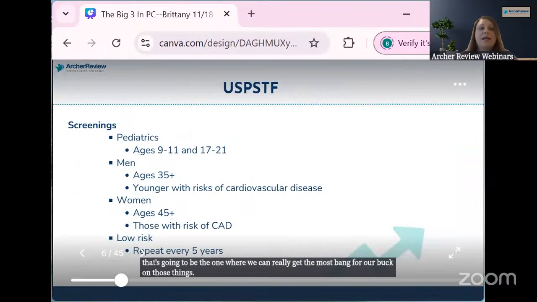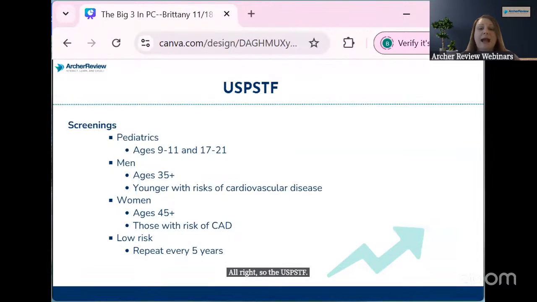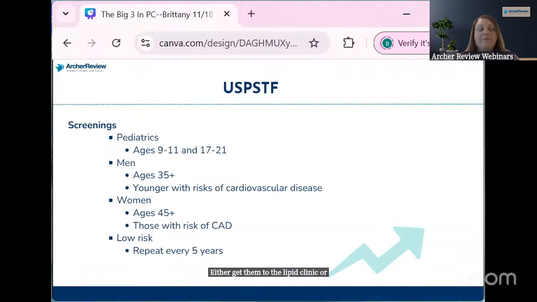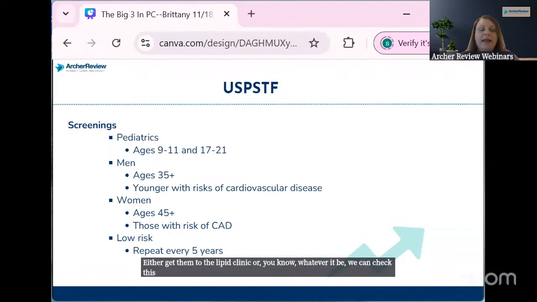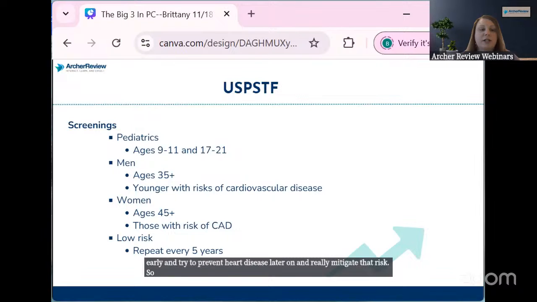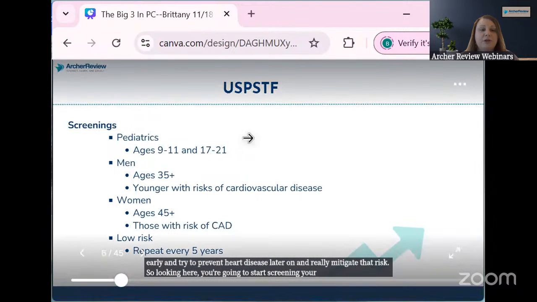All right, so the USPSTF has some guidelines for screenings. Again, they have started screening children as young as 9 to 11 years old because the quicker we can catch these genetic familial links in young children, the quicker we can treat them, either get them to the lipid clinic or whatever it may be. We can check this early and try to prevent heart disease later on and really mitigate that risk. So looking here, you're going to start screening your kids in that middle school and high school age.